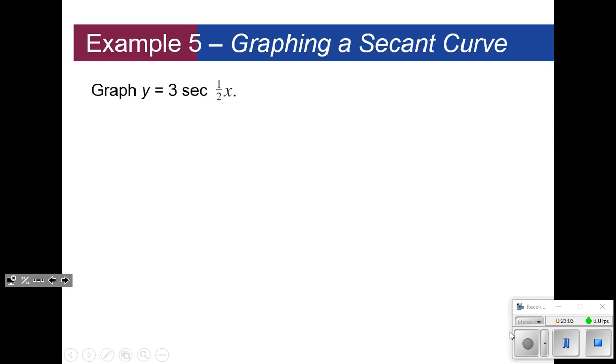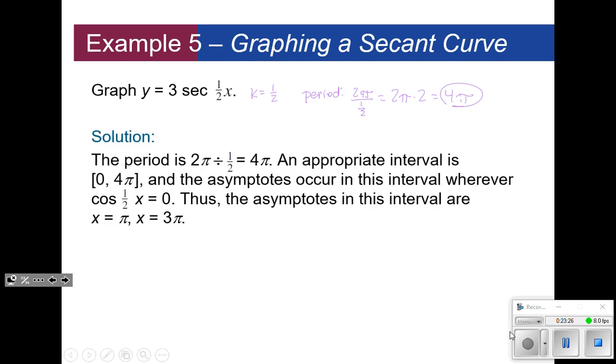Again, what happens if our k is a half? That's going to stretch it out. So if your k is a half, that means your period is 2 pi divided by a half, which is 2 pi times 2, or 4 pi. So this stretches it. Okay, so that's what's going to happen here.